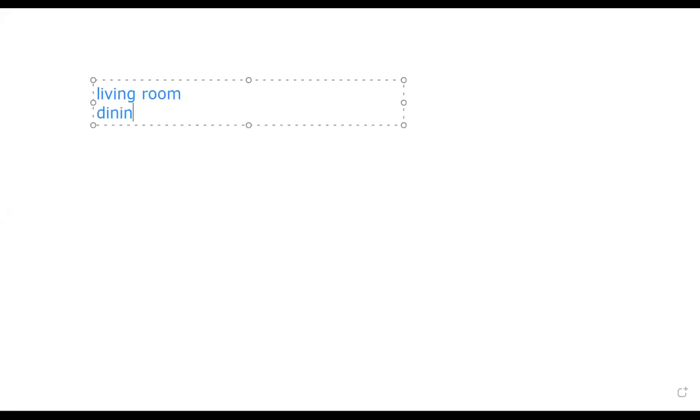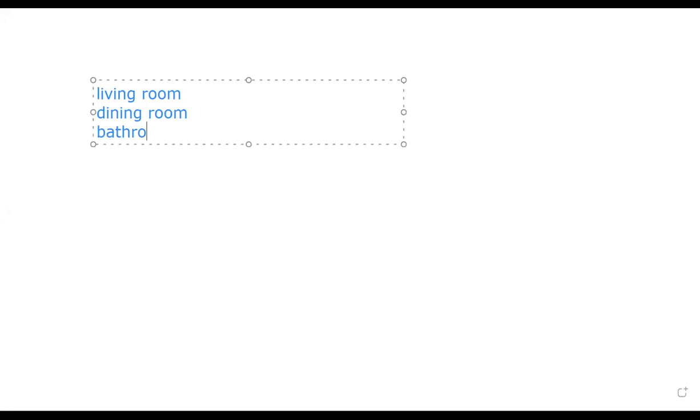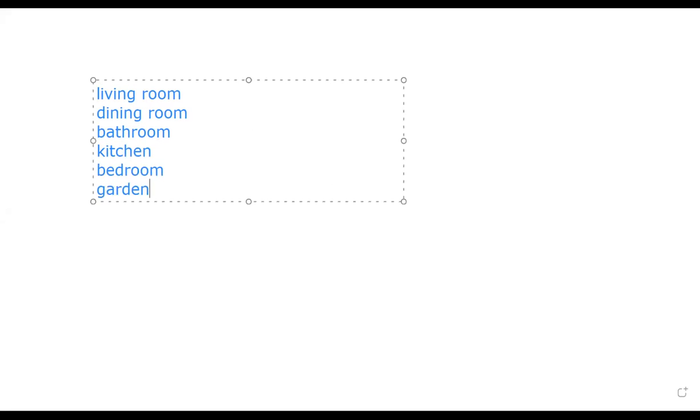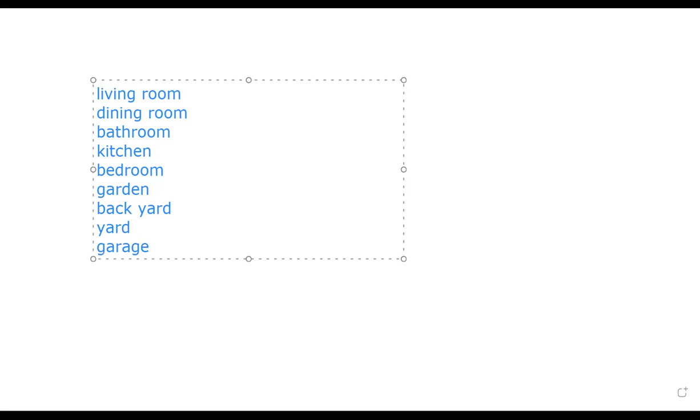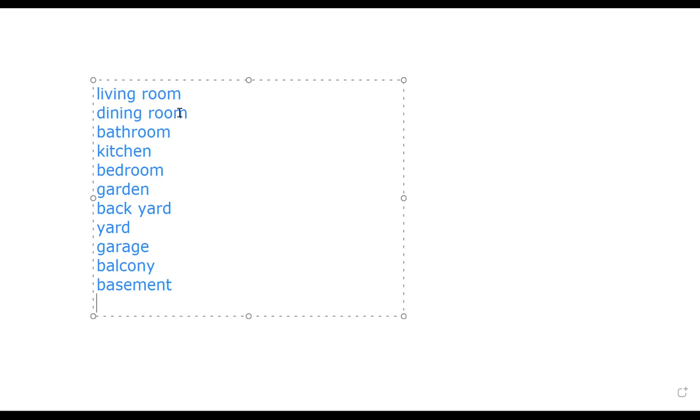Then, in today's class we learned, en la clase de hoy, ¿verdad? We learned some vocabulary about house places, los lugares de la casa, right? And we have living room, dining room, kitchen, bathroom, garage, balcony, basement. Okay, basement. Living room, dining room, bathroom, kitchen, bedroom, garden, backyard, yard, garage, balcony, and basement.